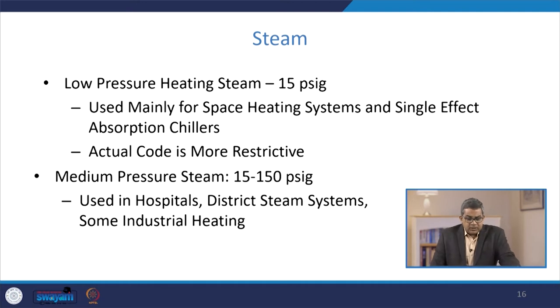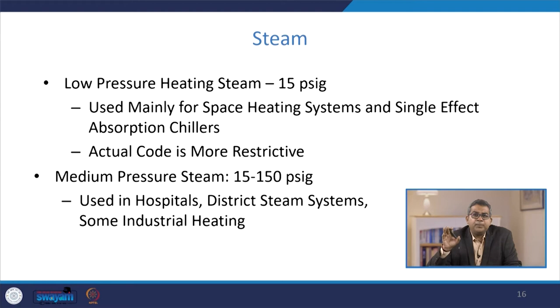Now, sometimes the question arises of how we can classify steam. Some people say we may have low pressure heating steam maintained at 15 psig. This is used mainly for space heating systems and single effect absorption chillers. Actual code is more restrictive in this particular aspect.